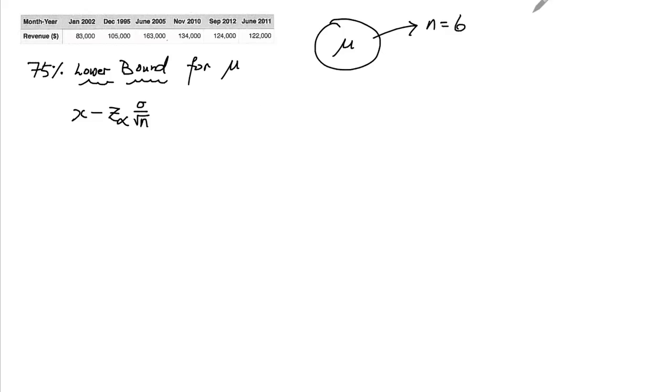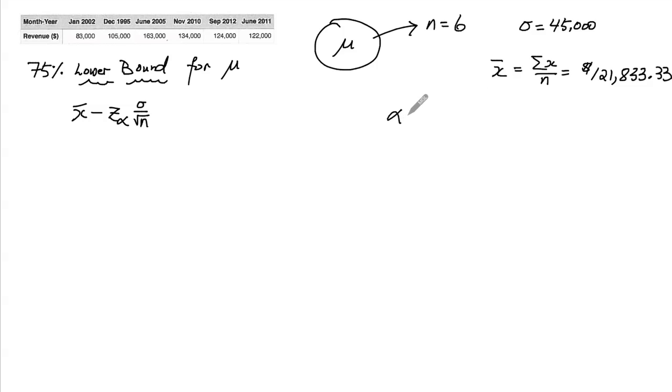We are told in the question to assume that the standard deviation of the monthly revenue is 45,000. So that takes care of sigma. We know what n is. n is equal to 6. x bar, I forgot to put the x bar there, has to be estimated from our 6 data points. We all know how to calculate x bar: take the sum of all the x's divided by n. And I've done that calculation for you. My x bar here is $121,833.33. So the last thing remaining is to find the z alpha.